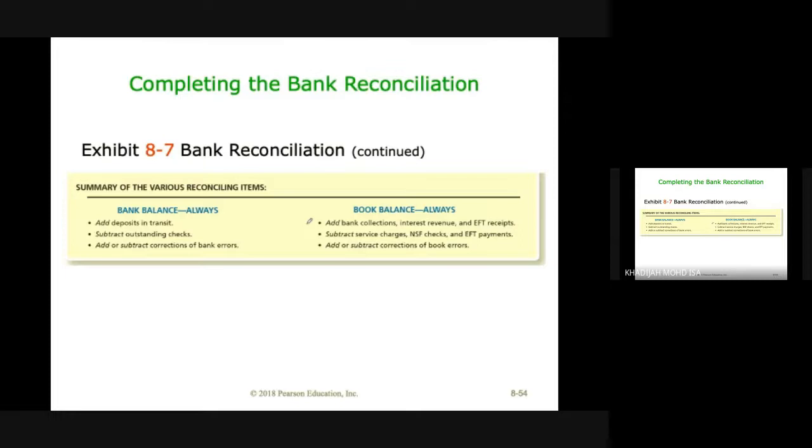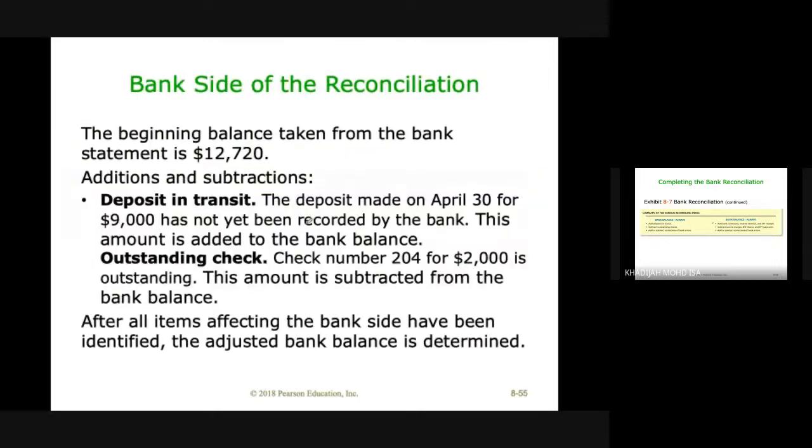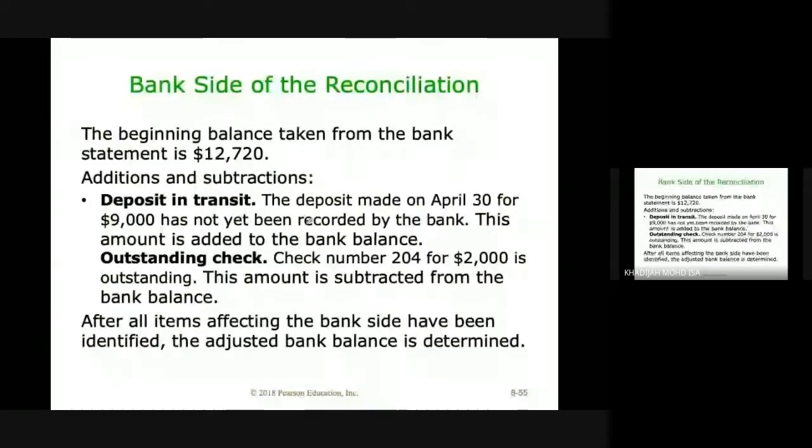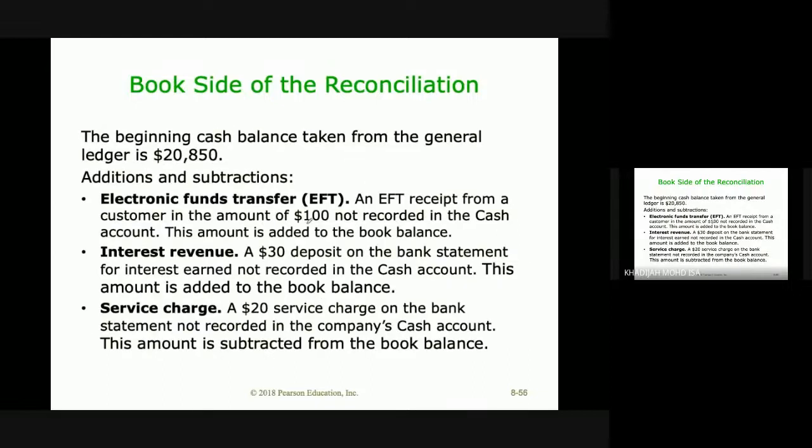So these errors are the ones that students normally find confusing. On the bank side of the reconciliation, the beginning balance is 12,720, then you add your deposit in transit, minus your outstanding checks, and then you have the adjusted bank balance. And the book side is the one where you add and subtract, just now.